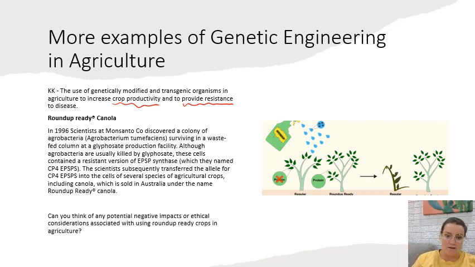And I want you to have a think about, that's awesome because we can kill the weeds, we can maintain the things that are disrupting the growing environment for that plant. But think about what perhaps might be the negative impacts or ethical considerations associated with using Roundup Ready crops in agriculture. What impact could that have on that product itself, but also on the surrounding ecosystem?